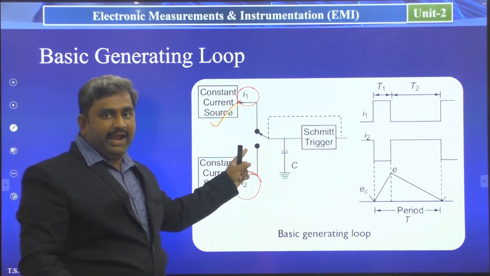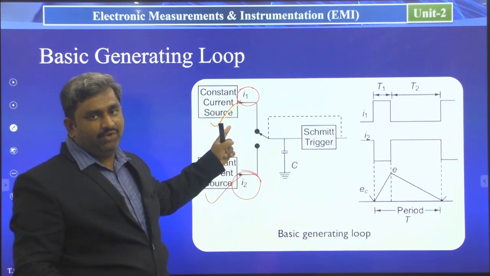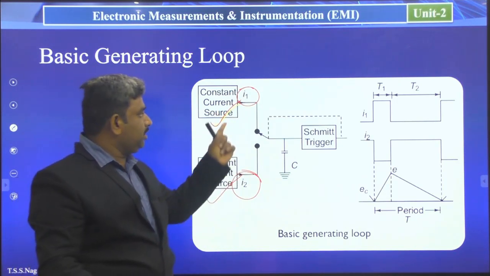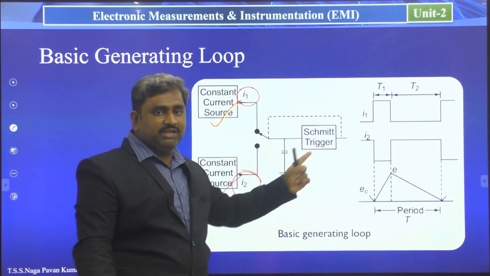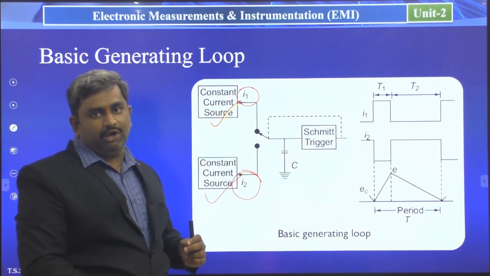This switch either connects to I1 or I2. I1 is nothing but the current we are getting from the upper constant current source. With this current, the schmitt trigger is operating, and the schmitt trigger will give the high level logic output.